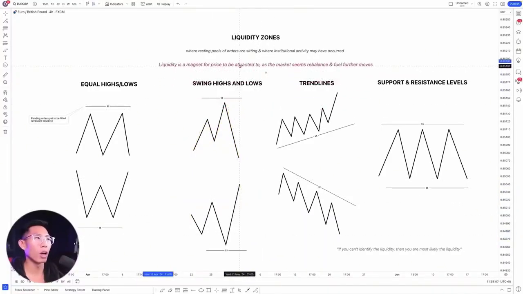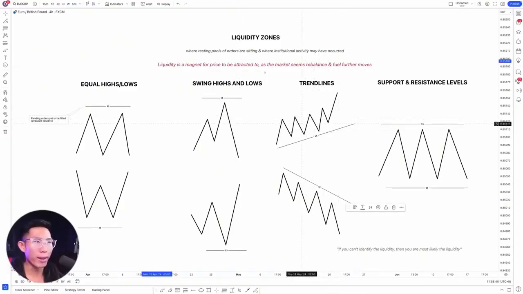Now, if you're still unclear on what liquidity is, it is basically a magnet for price to be attracted to, because the market needs to rebalance in order to fuel a further move, right? Because the price cannot go up forever or go down forever. It has to go down, retrace a little bit so that it can gain more fuel, just like a car, before continuing and heading back down, right? The market will never ever move up or down in a straight line. It needs some sort of fuel, and that is where liquidity comes in.